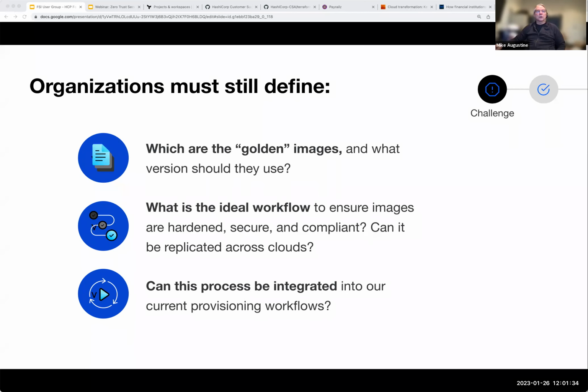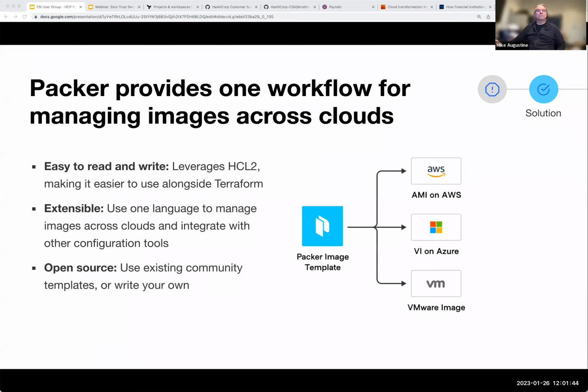Right. And we talked here about, you have to define golden images, as you'll hear the term quite a bit, the workflow, and can it be integrated into the provisioning, right? So Packer does that. You can build multiple images to multiple clouds even, and including the VMware images using standard formats for that.